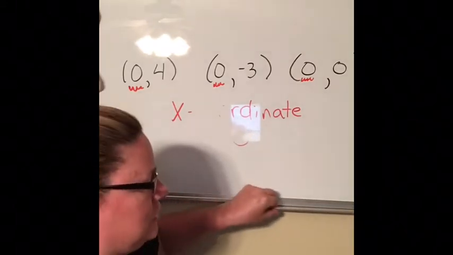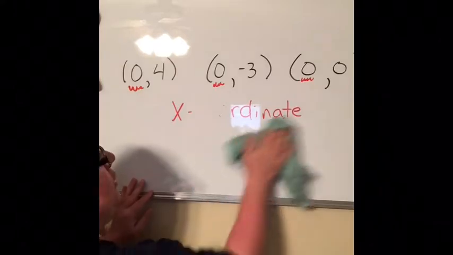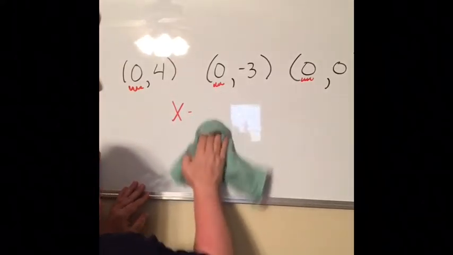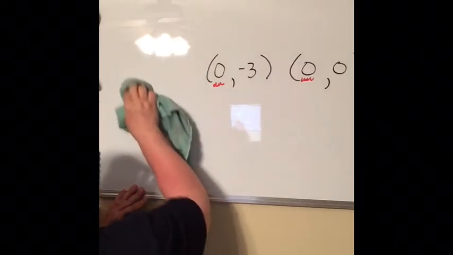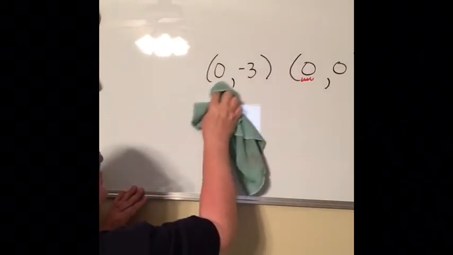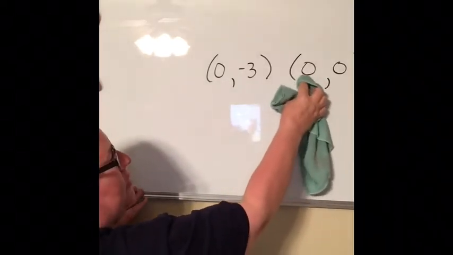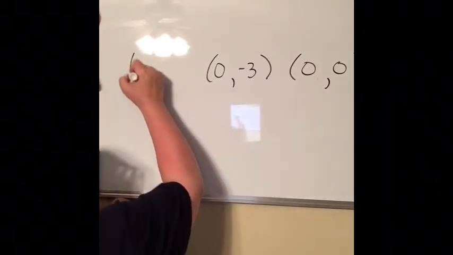So, get rid of that. So all of our y-intercepts, where the line crosses the y-axis, all of them, boy, red doesn't like to erase, does it? All of them are 0 for the x-coordinate. Let's do this one again.